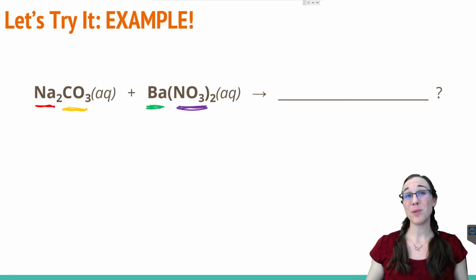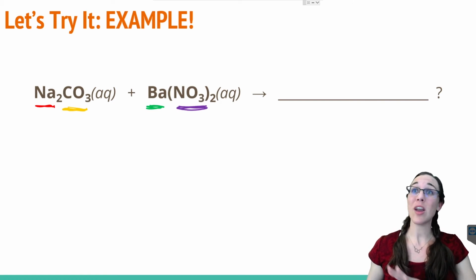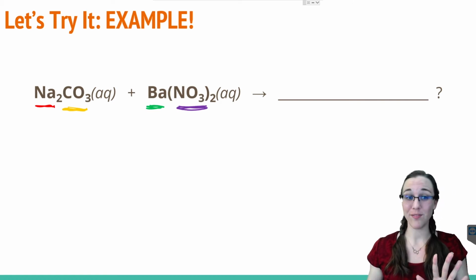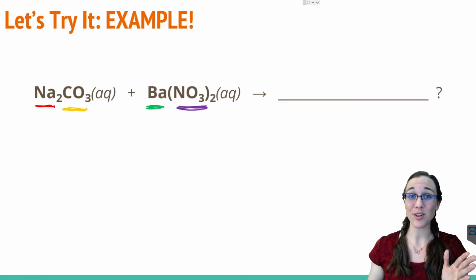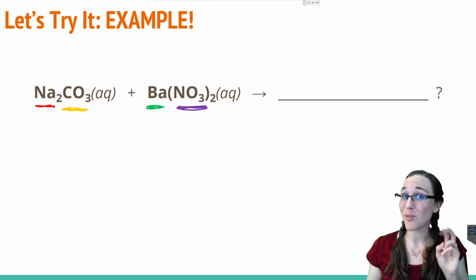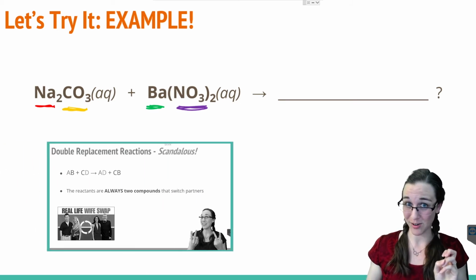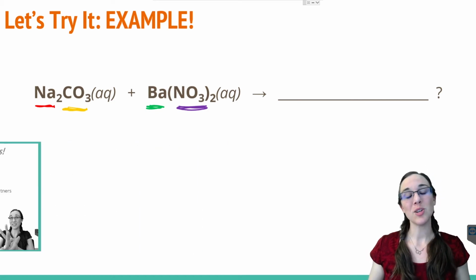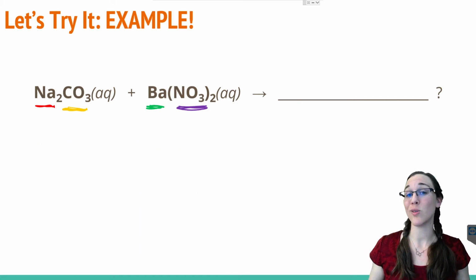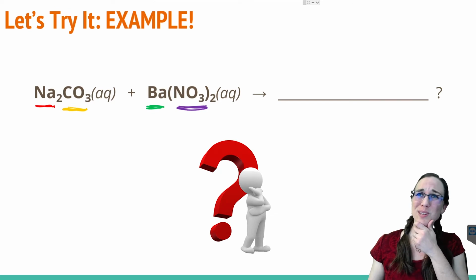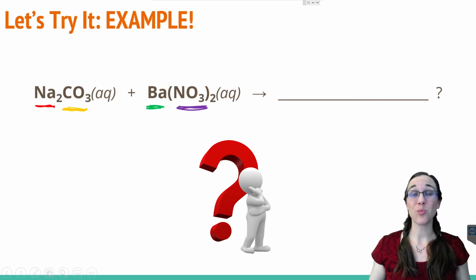So in this case, we have a double date going on. The only type of chemical reaction that fits the double date scenario is going to be that real life wife swap scenario, or double replacement. So in this case, both partners are going to switch. How do I know which one to switch with what? That's a great question.